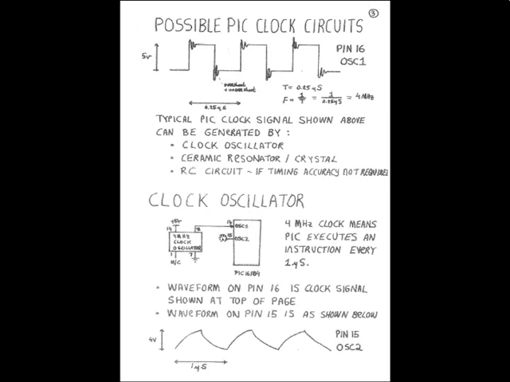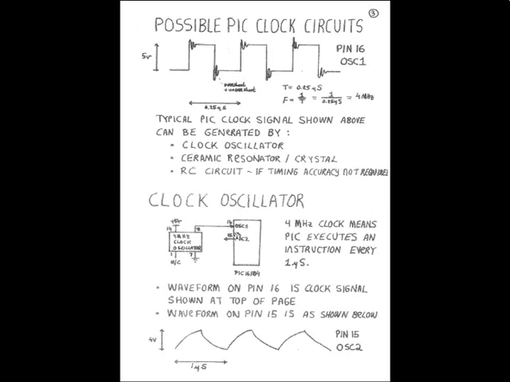Now 4 megahertz means that the PIC microcontroller will execute an instruction every microsecond. So just in case you're wondering why it's 4 megahertz, that means every millionth of a second the PIC microcontroller will do some instruction that we want it to do. So it's just a convenient frequency, 4 megahertz. That's the waveform on pin 16, this top waveform at the top.